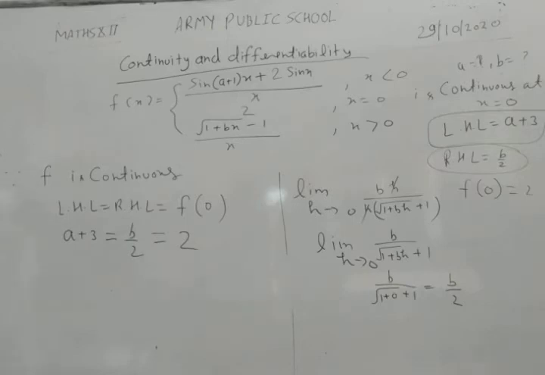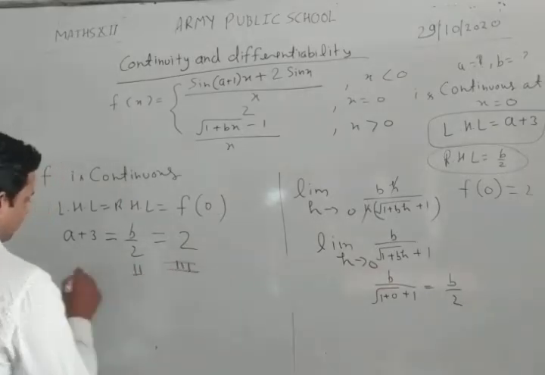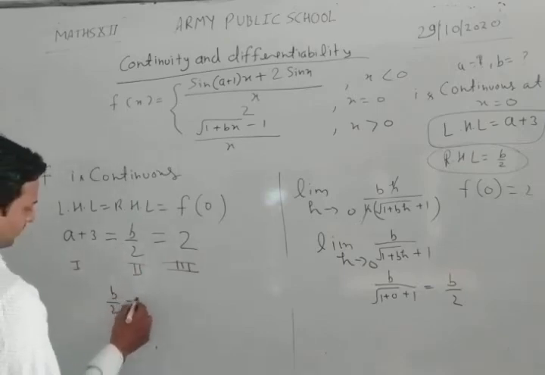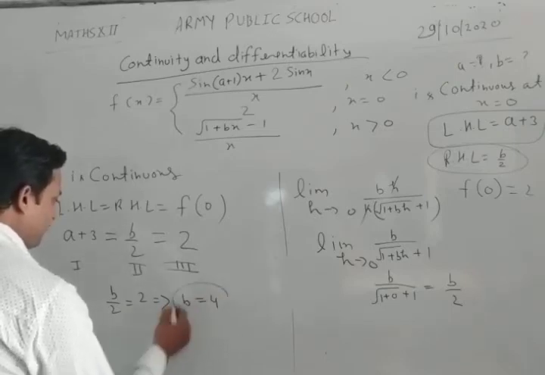Now when we equate this, we take this and this. So we write b by 2 is equal to 2. This implies b is equal to 4.